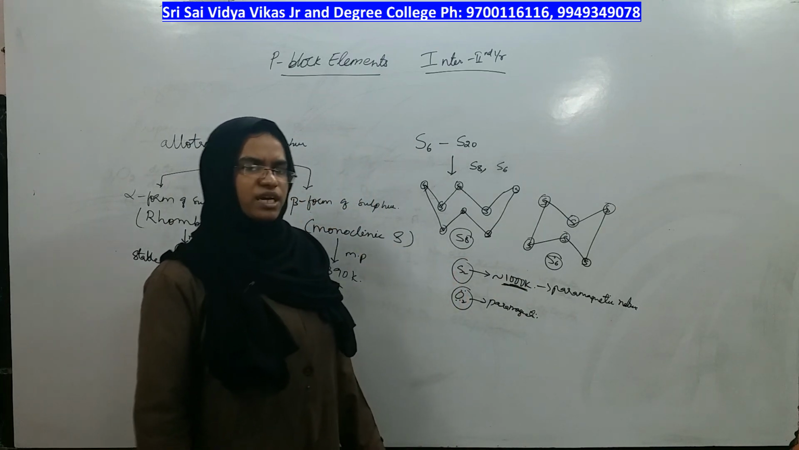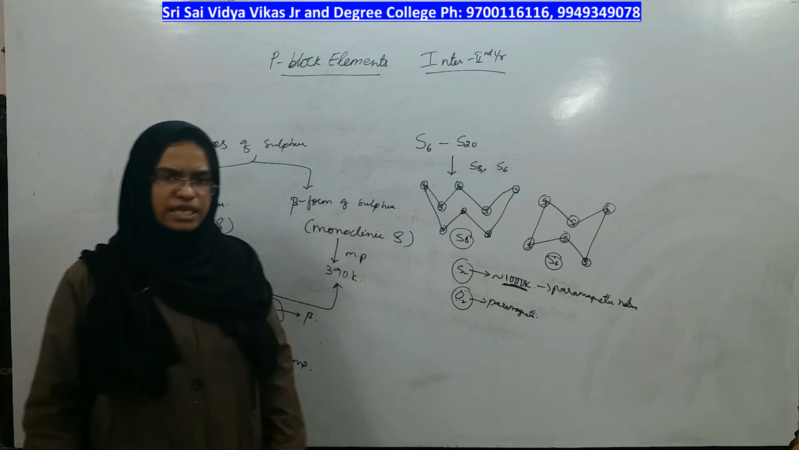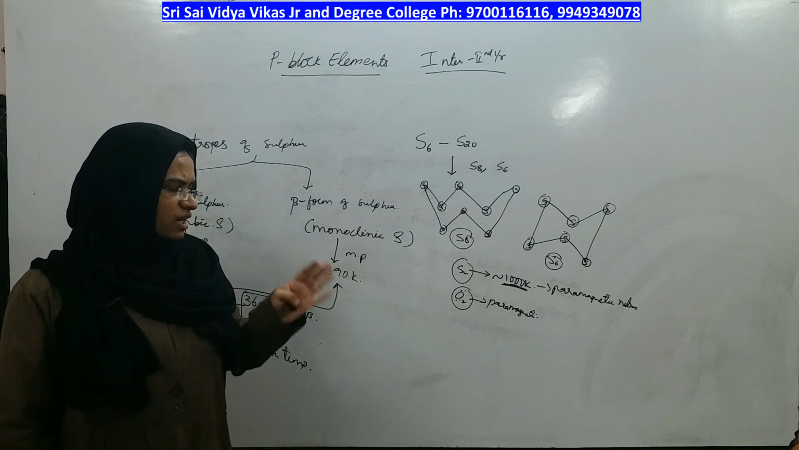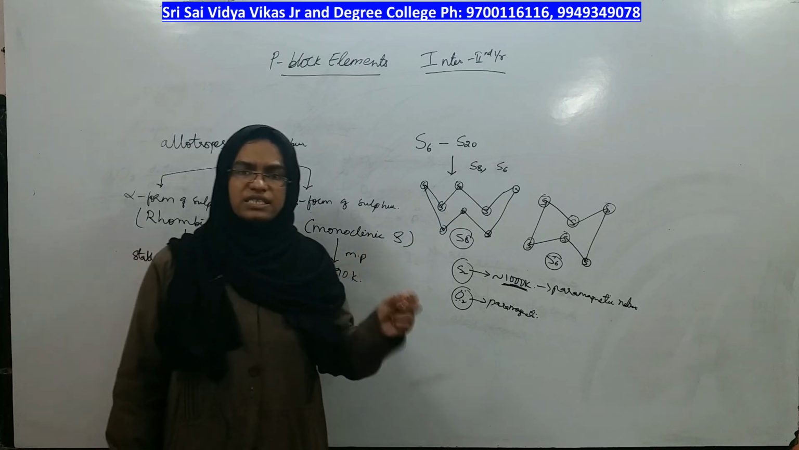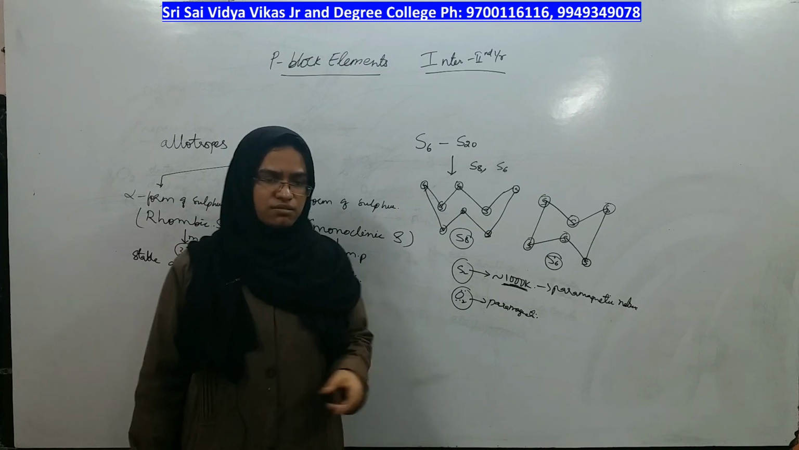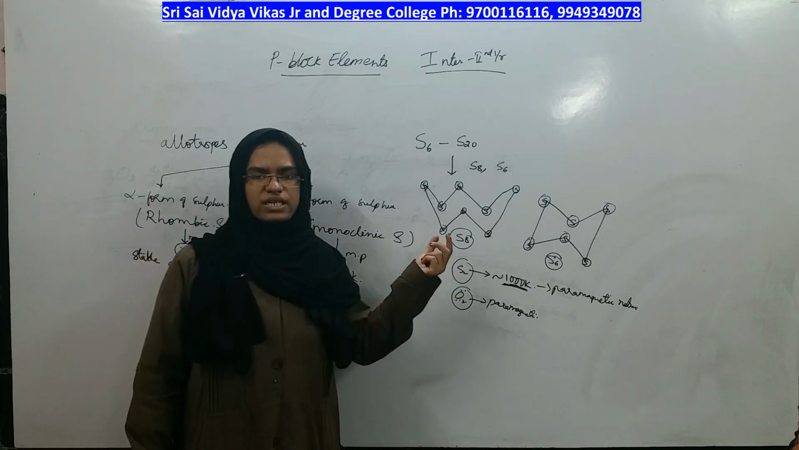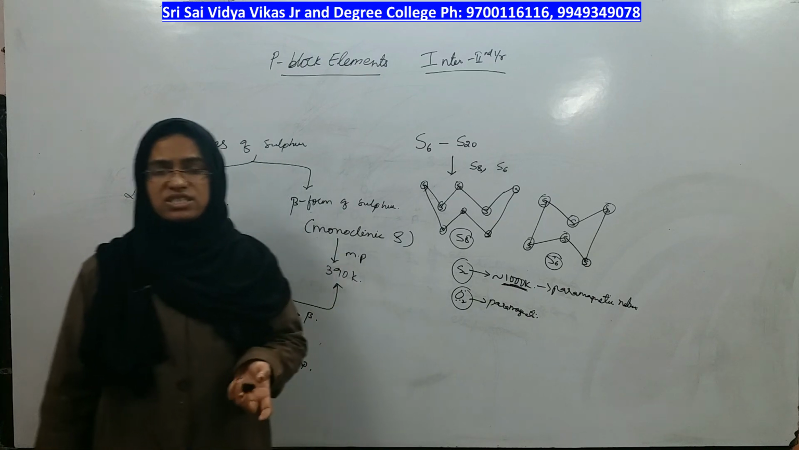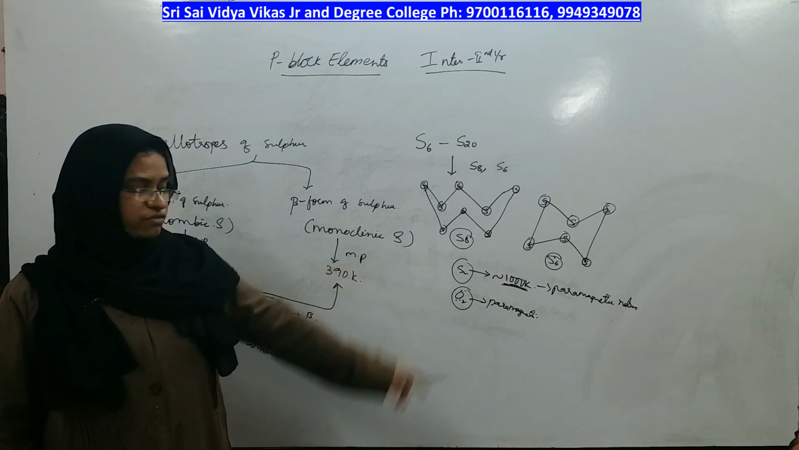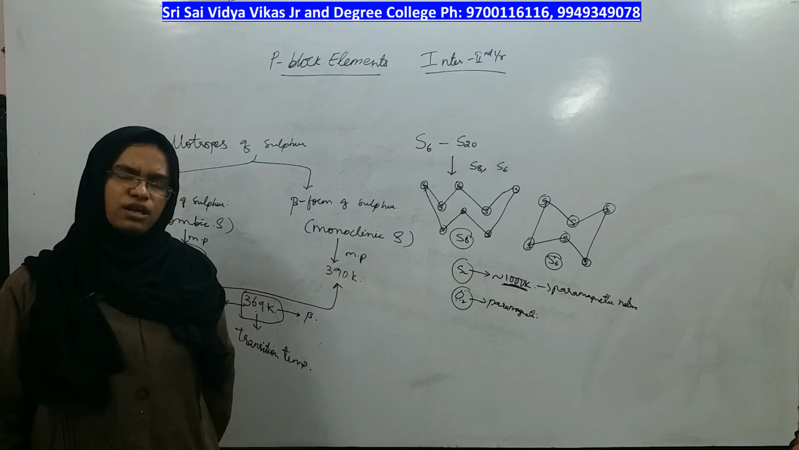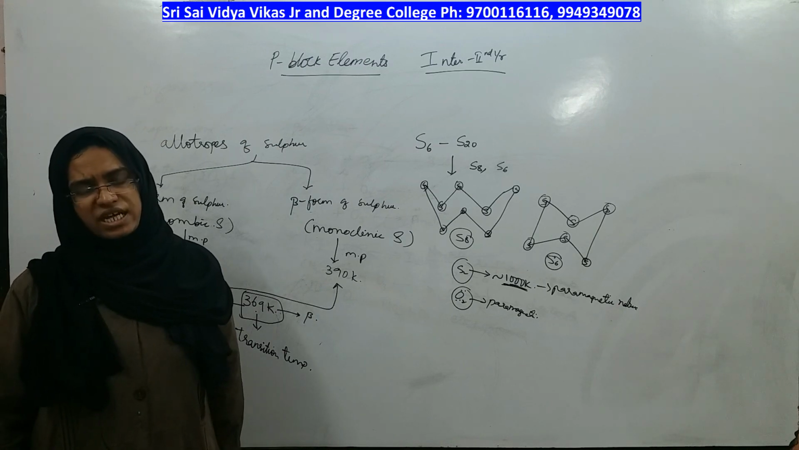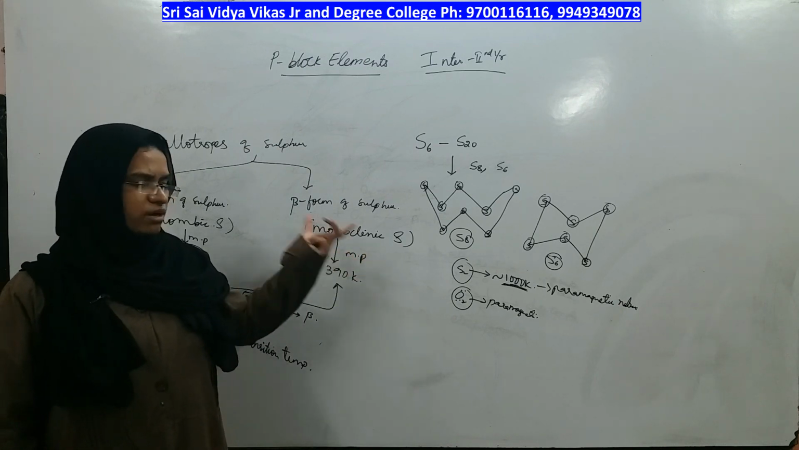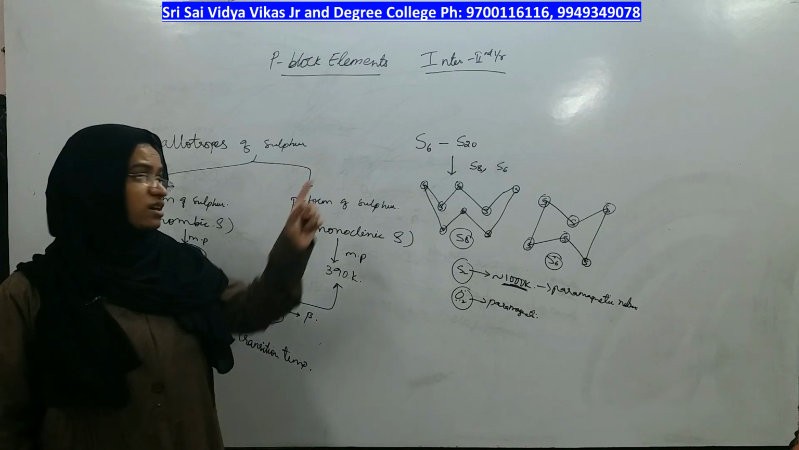In the exam you may get a 2 marks question asking which sulfur exists as paramagnetic. That means you have to write S2 exists in the paramagnetic form at a very high temperature of 1000 Kelvin because of its unpaired electrons, just like O2, right? This is about allotropes of sulfur.